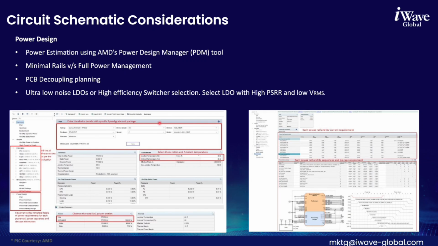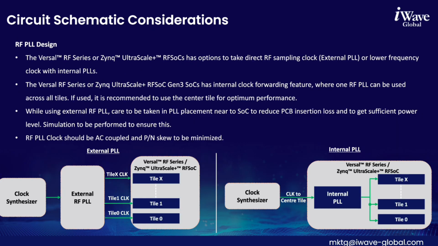Once the power design is ready, the other key parameter for RF performance is the PLL design. For Versal RF and RFSoC, the internal RF ADC and DAC channels are structured as tiles, starting from 2 tiles all the way up to 8 tiles, depending on the device. Each tile supports 2 or 4 RF channels. When we design the PLL, we have to provide the sampling clock, the PLL clock, to each tile.